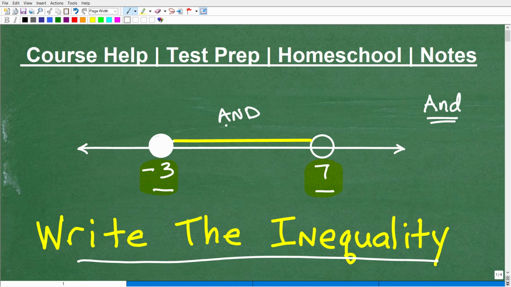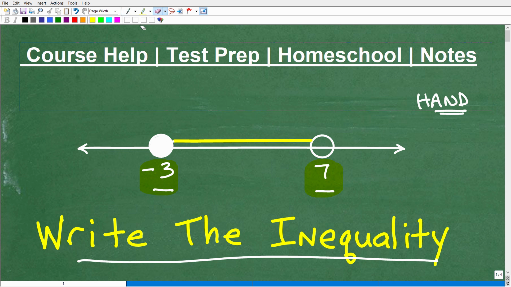Now, I like to use this little mental trick. You think about and. I want you to think about the word hand. You're like, what are you talking about, Mr. Math Teacher? Well, look here, hand. This is and. I'm saying all the numbers greater than or equal to -3 and up to 7. So this is an and statement, a particular kind of compound inequality.